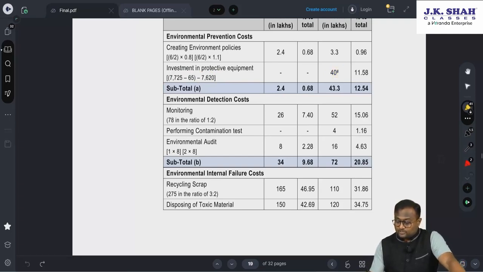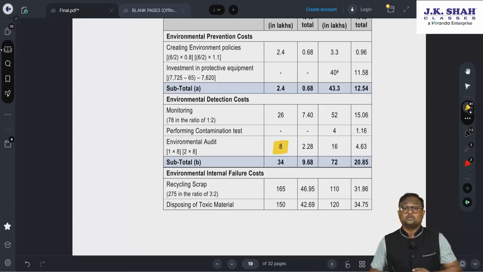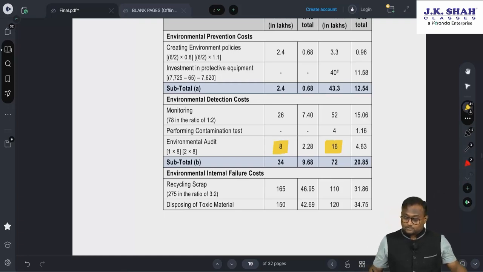Then you have monitoring cost given in the question, 78 lakhs, and we decided to allocate that in the ratio 1:2. Then you have other cost structures mentioned audit wise. One audit costs you 8 lakhs. In the second half, they decided not to go for 6 monthly audit, but to go for quarterly audit. So in the first half, one audit was carried on for all the 6 months. And in the second half, since there are 2 quarters, 8 lakhs and 8 lakhs, 16 lakhs will be charged. Accordingly, the cost is calculated.